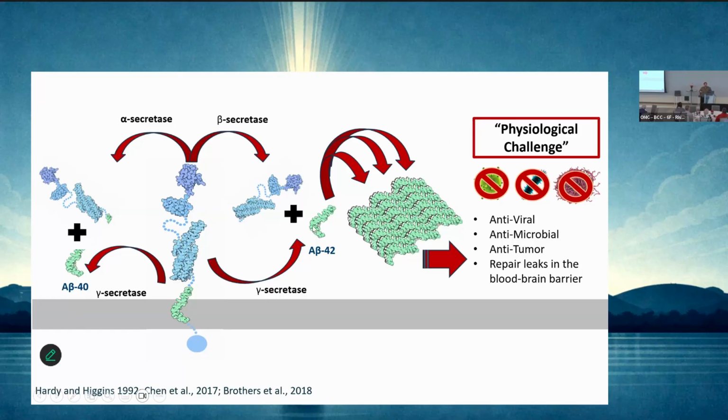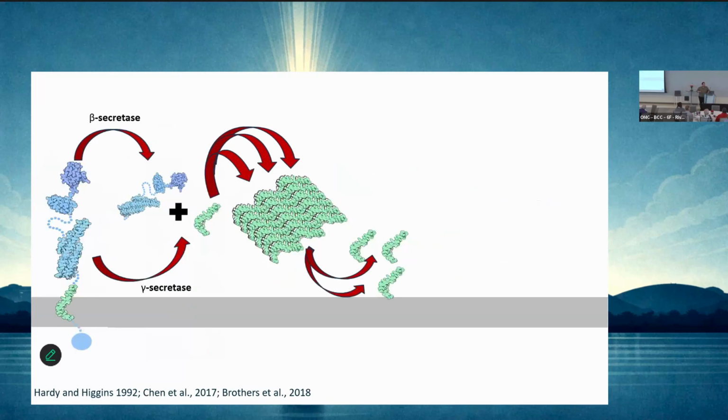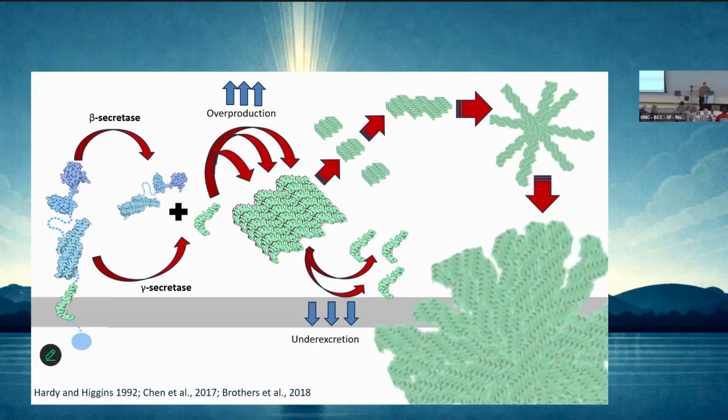So in Alzheimer's, amyloid beta 42 can accumulate into structures called amyloid fibrils, and this can be associated with overproduction or underexcretion of amyloid. And these fibrils can join together and form things called amyloid plaques, which you can see outside the cell. And this is part of the underlying disease process in Alzheimer's.